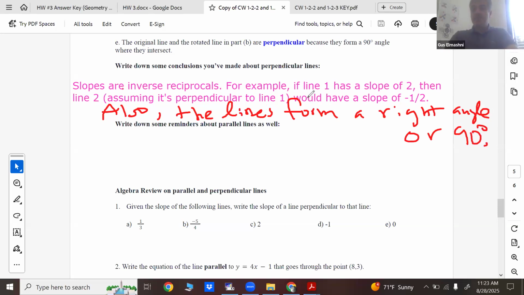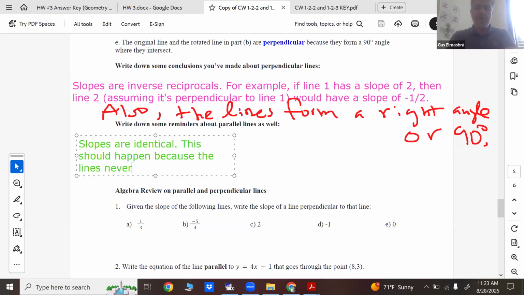Okay, now what about parallel lines? Good, Ale? Yeah, good. Yes, I agree. So what I'm going to say for that one, we'll change colors for a bit of contrast. Slopes are identical. This should happen because the lines never touch, so they rise and run the same way.